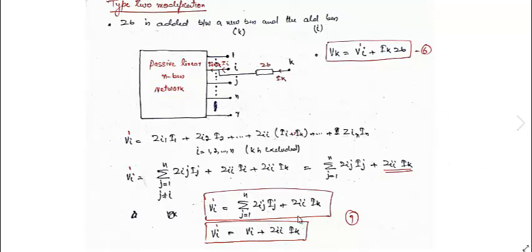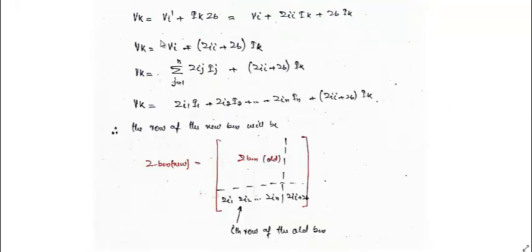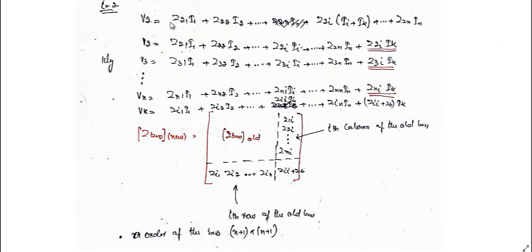Where it is here, because here we have taken i equal to k and we are getting the k. So let's say i is equal to 2. We can have i equal to 1 as well. V2 is equal to Z21 I1 plus Z22 I2 plus Z2i Ii plus Z2n In, because at the ith bus we have two currents.